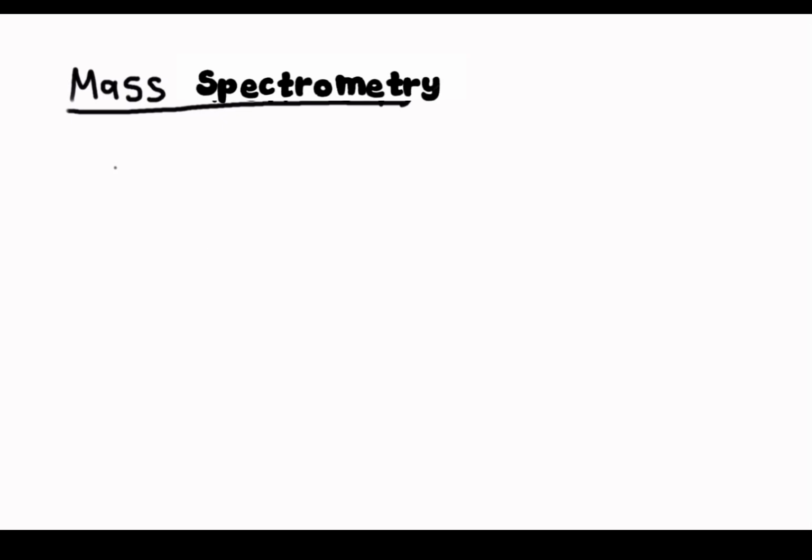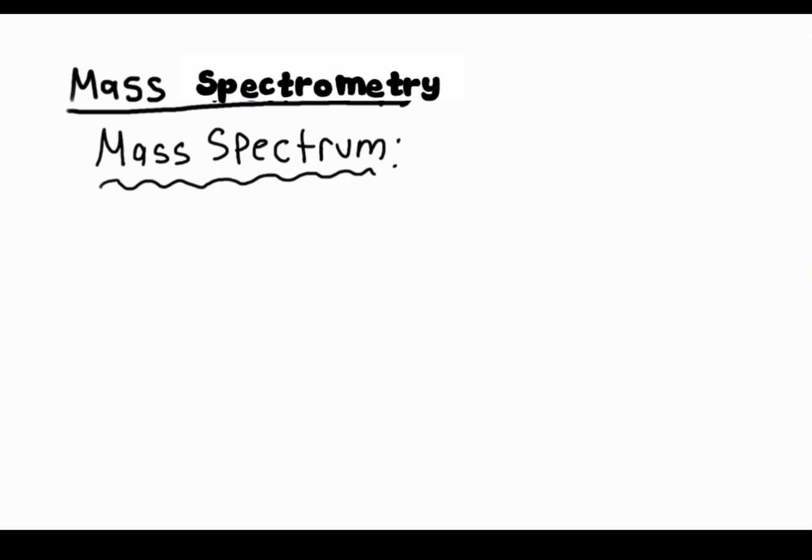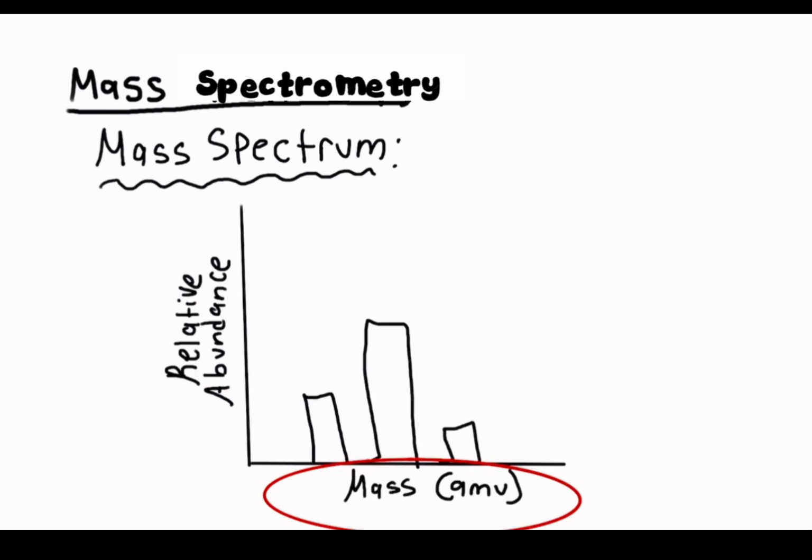Now let's talk about mass spectrometry. A mass spectrum is a graph that shows the mass, in AMU, on the x-axis and the relative abundance on the y-axis. Each peak represents an isotope of that element. To identify an element, you look at how many peaks there are, which is the number of isotopes, the masses of those peaks, and which isotope is most abundant.